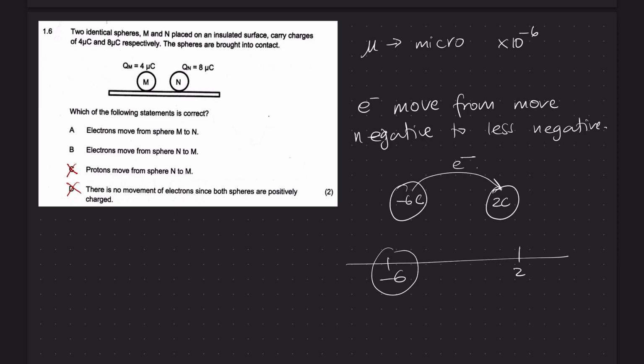Now we can apply that same reasoning to this problem. If you look at the two charges that we have, 4 microcoulombs, so if you put a number line, 4 is here. And 8 microcoulombs, so 8 is there. 4 lies more on the left, so 4 is more negative. So electrons are going to move from the 4 microcoulomb to the 8 microcoulomb. So it's going to move from M to N. So the answer is A.